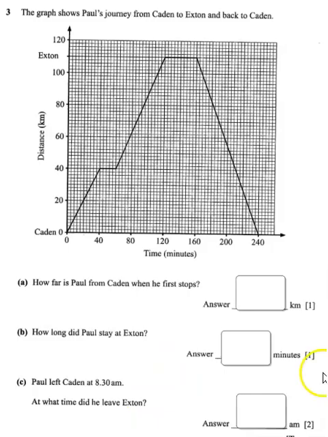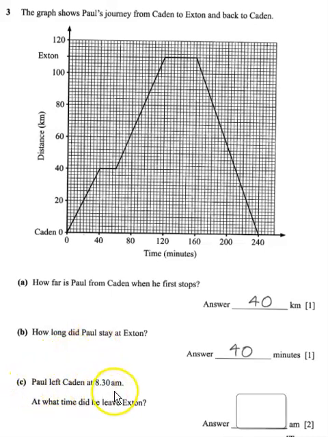For question 3, it's a distance time graph. When we look at the first part, it says how far is Paul from Caden when he first stops? So he leaves Caden here and he first stops at this point here at 40. 40 kilometres is the answer for this one. How long did Paul stay at Exton? Exton is the flat part on top of this graph here. This is how long he stayed. So he stopped at 120 and then started moving back again at 160. So that means he stopped for a total of 40 minutes.